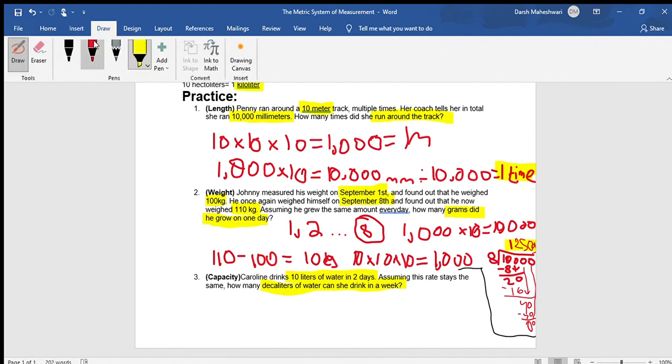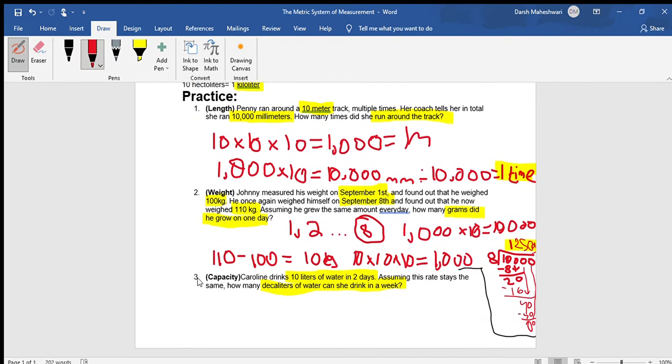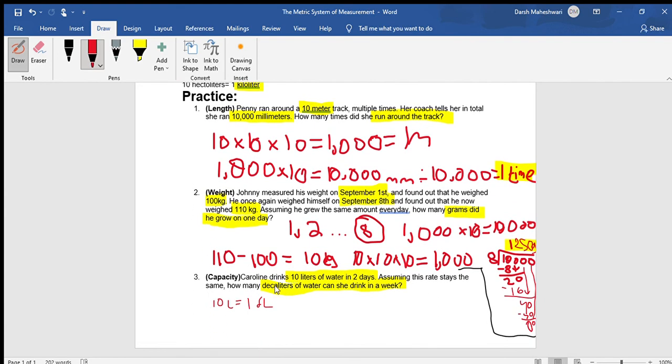Okay, so let's start with how many liters are in a deciliter, right? So we see here that it's just gonna be 1 over 10, so we don't really have to multiply, it'll just be that 10 liters equals 1 deciliter, right? Now we want to find out how many deciliters are in 10 liters. Right, and we already see here it's gonna be the same measurement. So she drank 1 deciliter in 2 days.